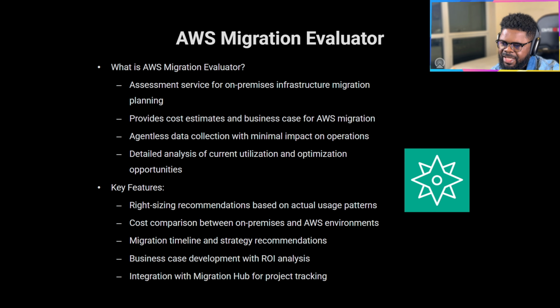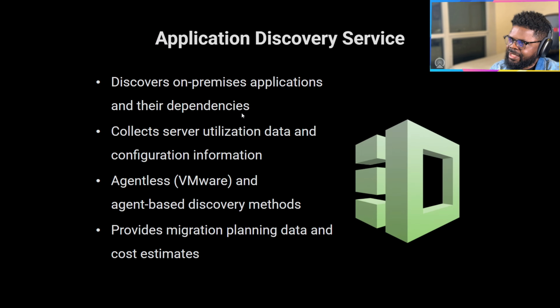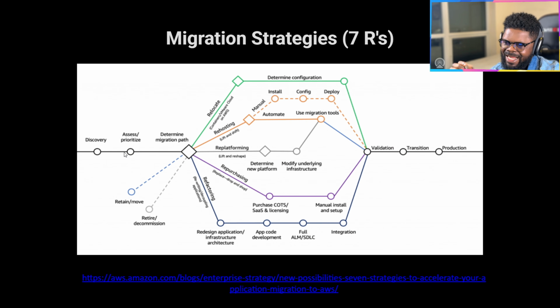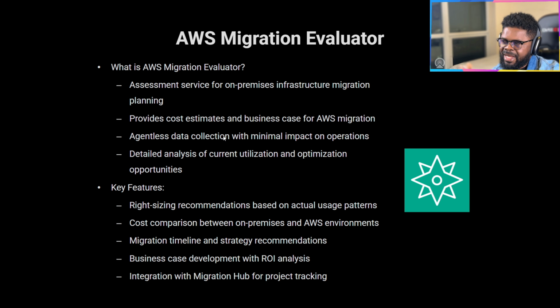The point is that if you think about it, if I go back to the original slide, you see that it actually starts from an assessment. There is an assessment stage that happens in the course of you migrating, right? So there is a service called Migration Evaluator that can help you do the assessment. So it's an assessment service for on-premise infrastructure planning. The whole idea is you're on-premise and you want to move to the cloud. AWS Migration Evaluator can help you do that assessment.